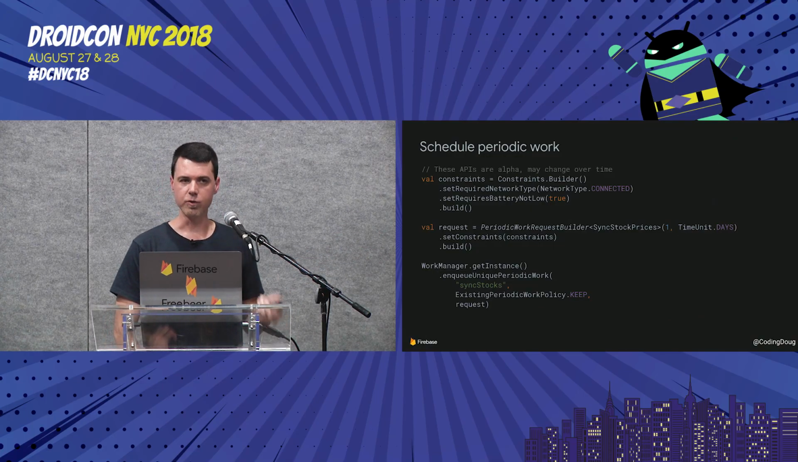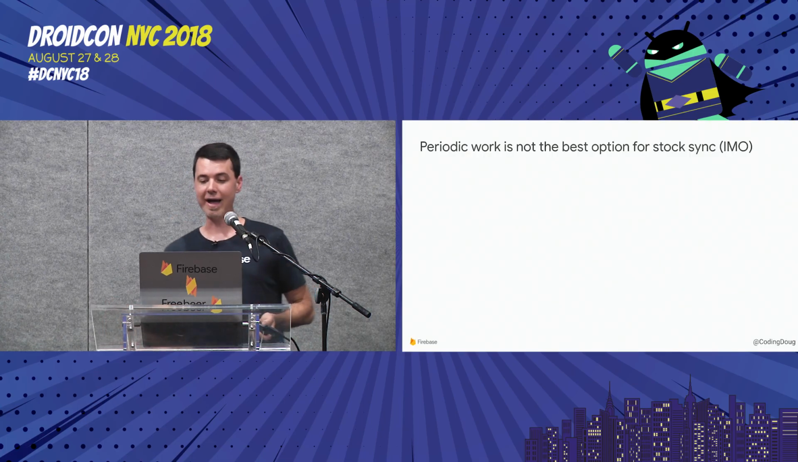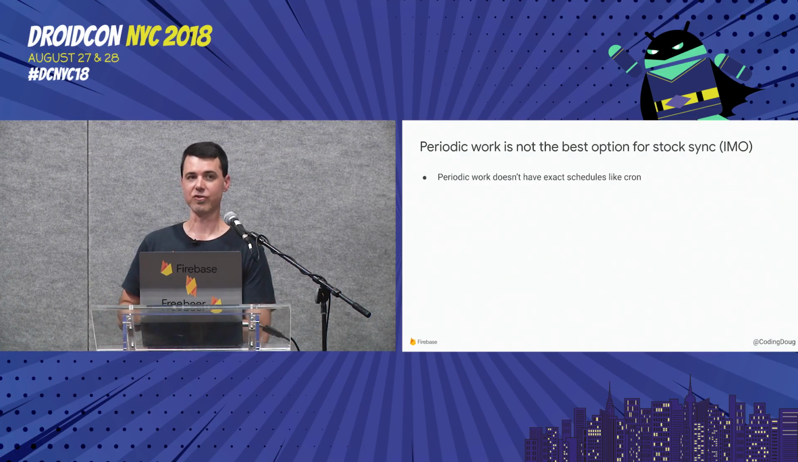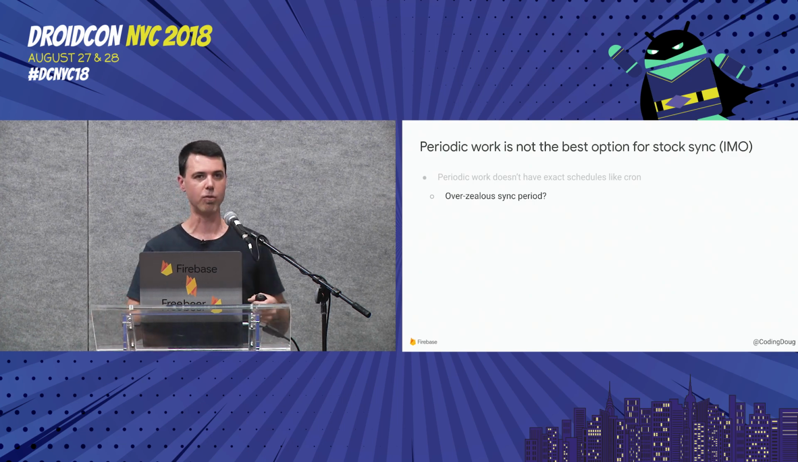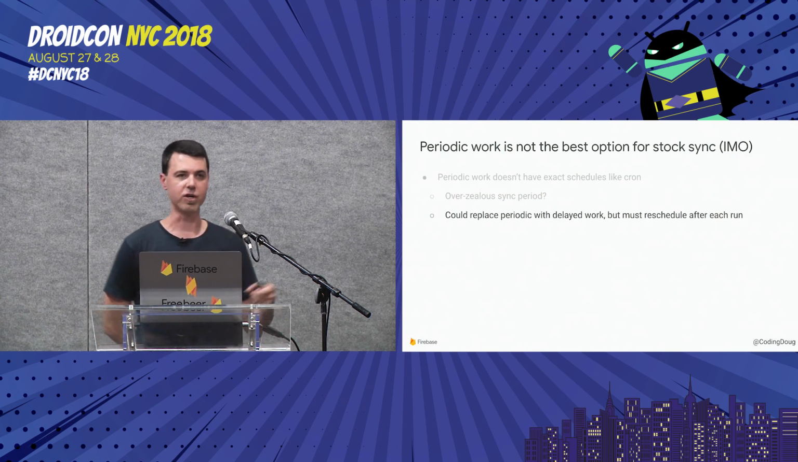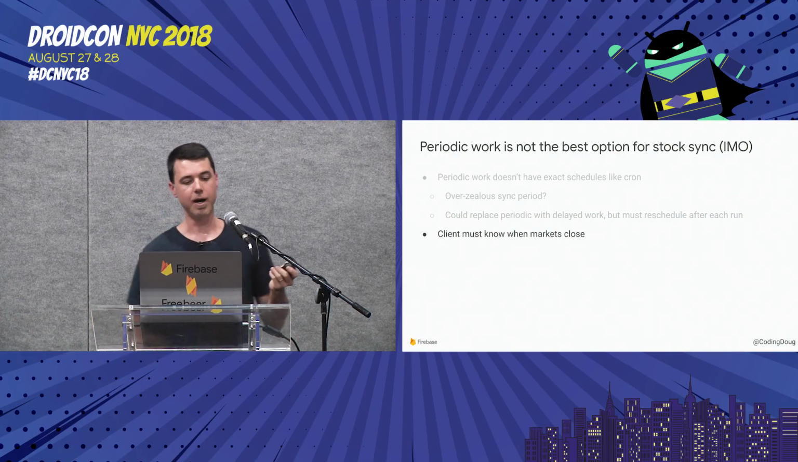Now this will work. You could poll for updates, but I don't think this is the best option. I think that periodic work is problematic because it doesn't have exact schedules like cron. With cron, you can do something daily, hourly, whatever. You can schedule it on the hour if you want, but you can't do that here. Well, it takes a lot of extra work to do this. You can have an overzealous sync period, so you can poll more often than you want in order to get fresh data, and that's just kind of wasteful. You could code up something that tries to delay work on the schedule that you want, but that's, again, just more work. The client must know when markets close.